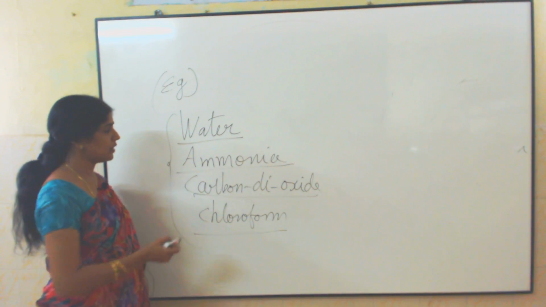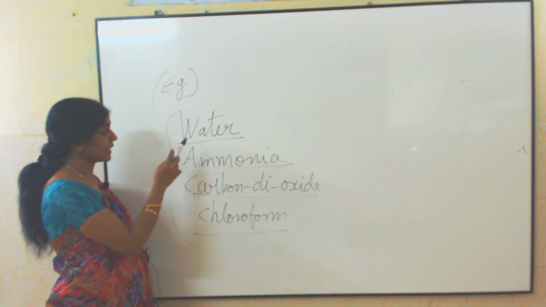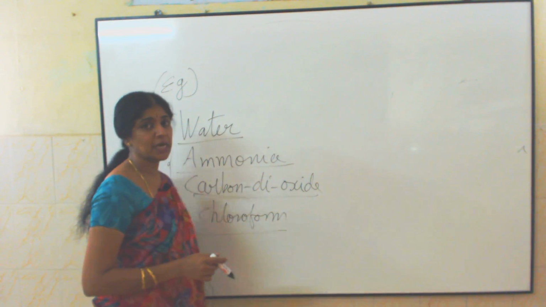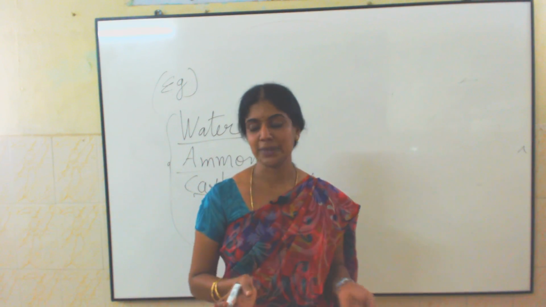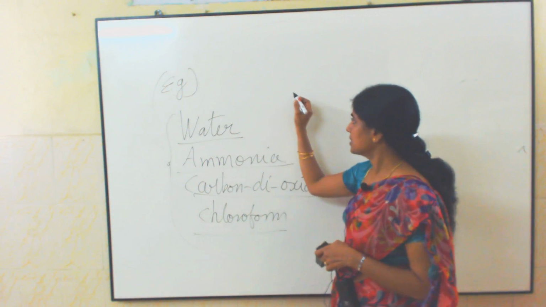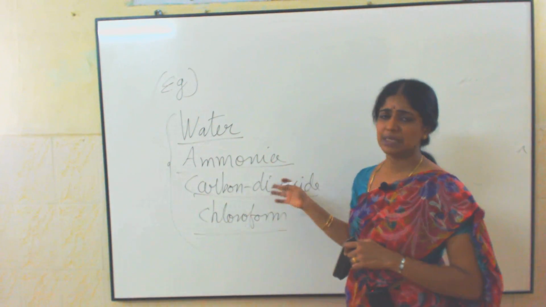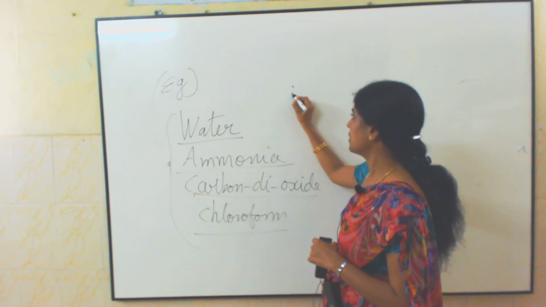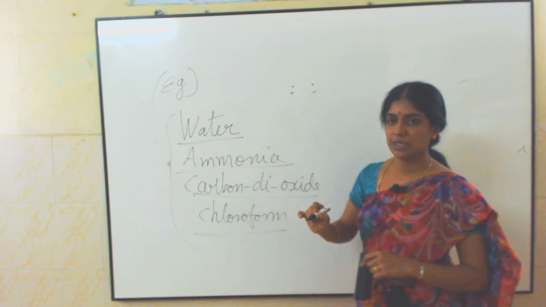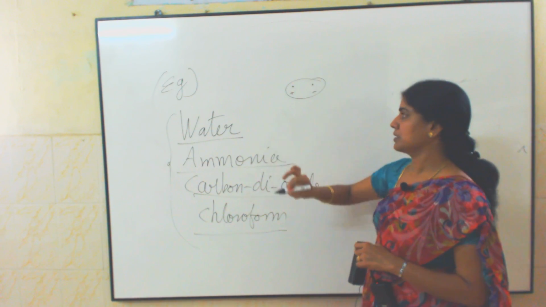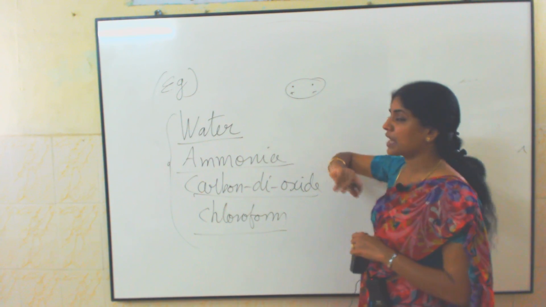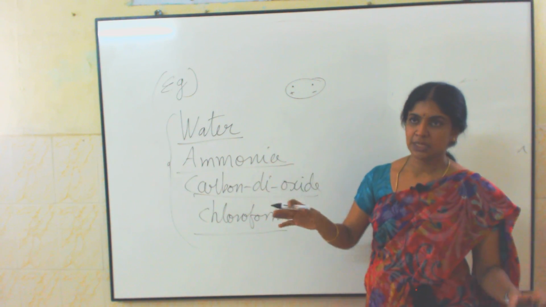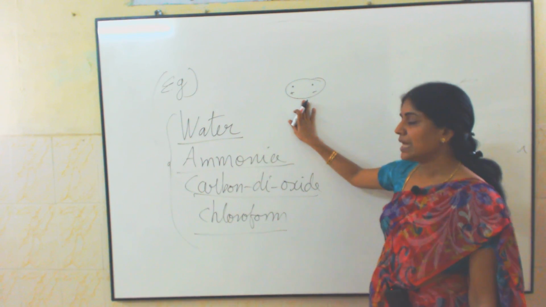We have seen the examples for electric dipole moment, electric dipoles: water, ammonia, carbon dioxide, chloroform. In all these examples, why are these taken as very good examples for electric dipoles? In all those molecules, the centers of gravity of the positive and negative charges are separated by a very small distance. They will not coincide. The center of gravity of the positive and negative charges do not coincide. So, this we call the electric dipole.